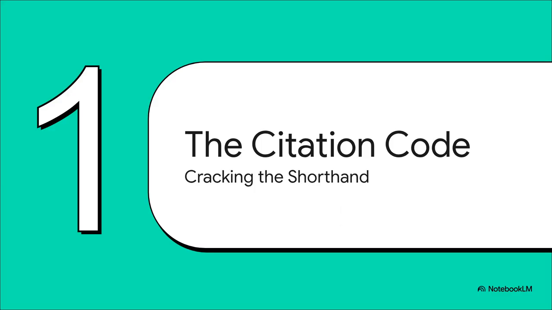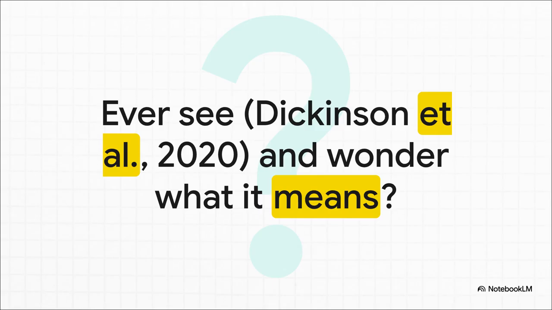Okay, so first things first, let's talk about those little notes you see sprinkled throughout academic papers. You know the ones. They might look like some kind of secret code, but trust me, once you crack it, the whole system opens up. Yeah, you're reading along, you're in the zone, and then bam, you hit this. A name, followed by et al., then a year, all stuck inside parentheses. What is that? Is it a typo? Is it some kind of academic shorthand you're supposed to just know? What is it trying to tell you?